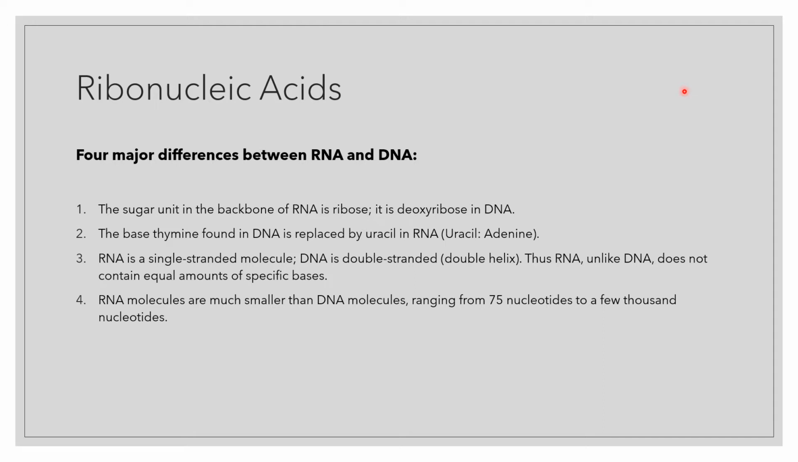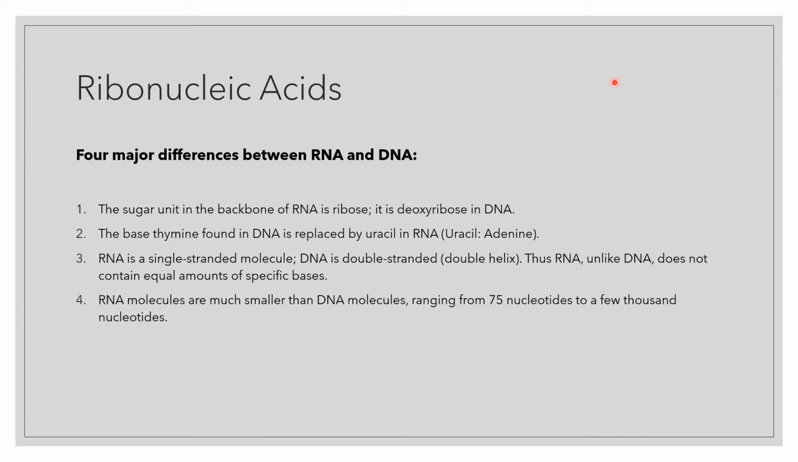So let's first talk about the RNA, the ribonucleic acid, because this is already related to the protein synthesis. These are the four major differences between the RNA and the DNA. The sugar unit in the backbone of the RNA is ribose. However, in DNA, that is deoxyribose. The base thymine found in DNA is replaced by uracil in RNA. So the partner of the adenine in RNA is the uracil.